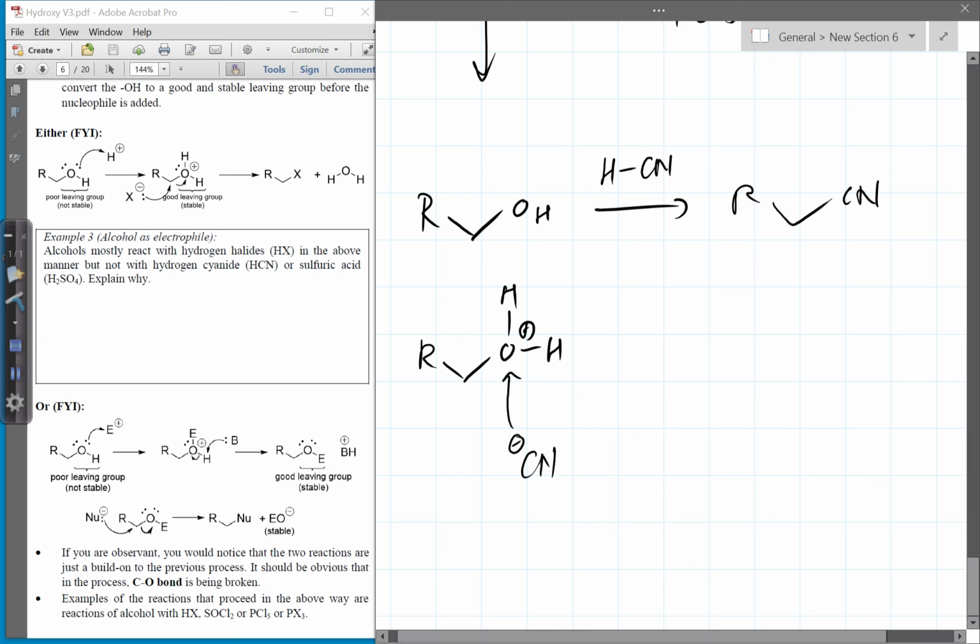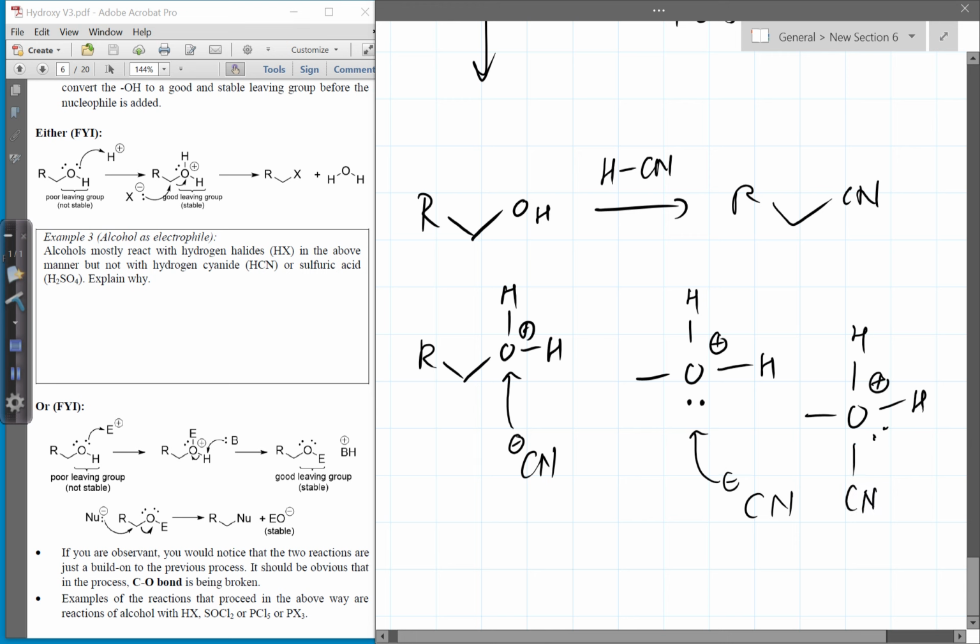Do you know why? If I draw it in this way, you know that there is still a lone pair on O. If CN minus were to attack with this, you will generate these species. Now you have already exceeded your octet configuration, so it will never attack the O, although it's positively charged. They can interact by ionic interaction, but they will never form a bond.